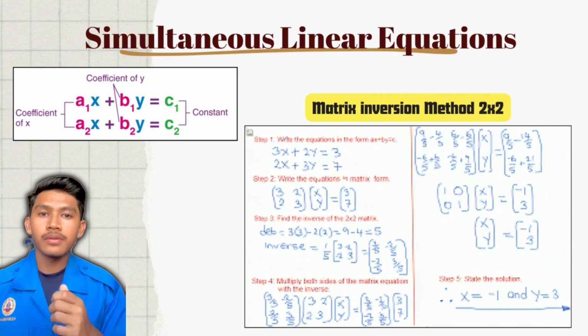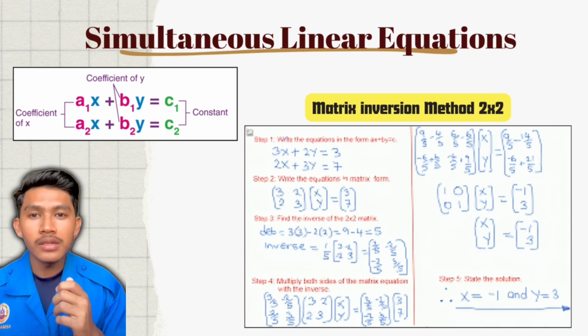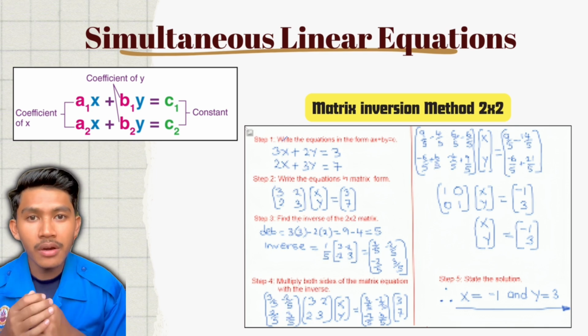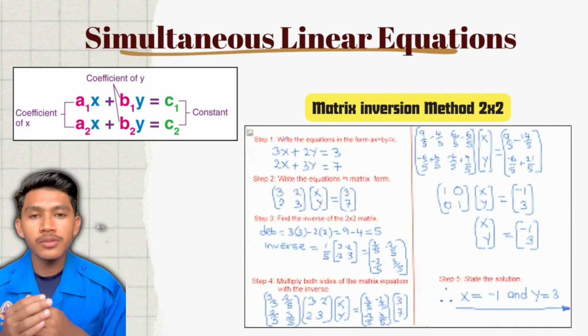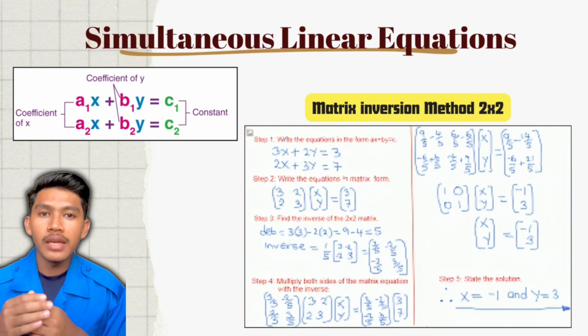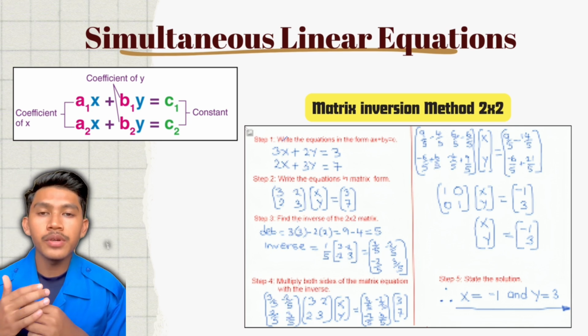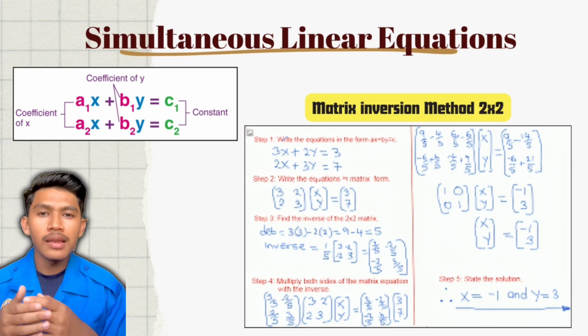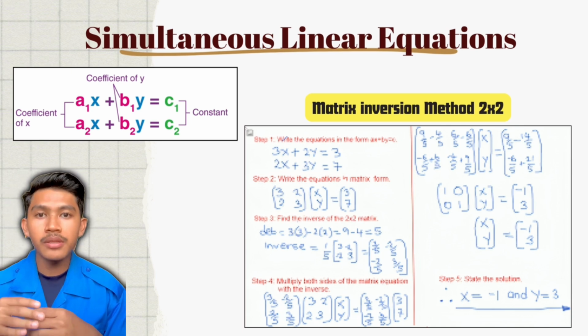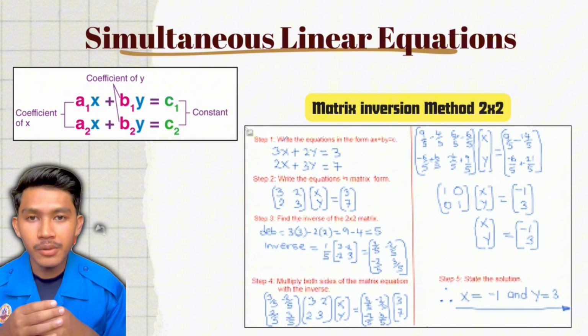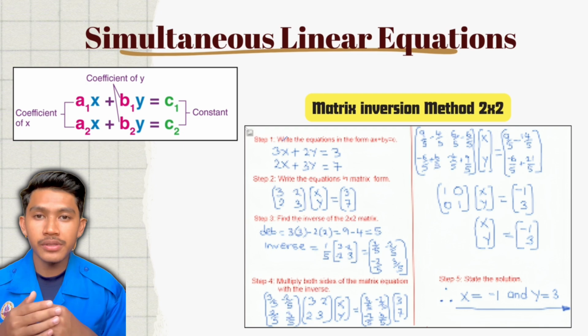To find the inverse, we first need to calculate the determinant of A. The formula for the determinant of a 2 times 2 matrix is determinant A equals AD minus BC. Next, we apply the inverse formula. Now, let's simplify the matrix by multiplying both sides of the matrix equation with the inverse.